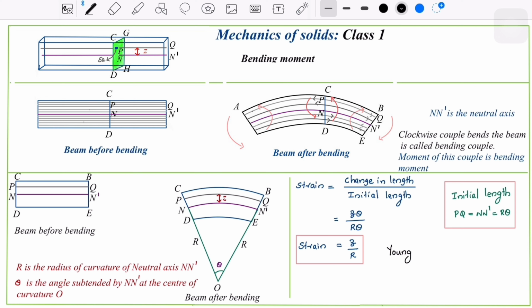Now the Young's modulus of the material of the bar. Let us write the equation for the Young's modulus of the material of the bar or beam. Y is equal to stress divided by strain. Stress divided by strain will give the Young's modulus. Young's modulus Y is equal to stress by strain.